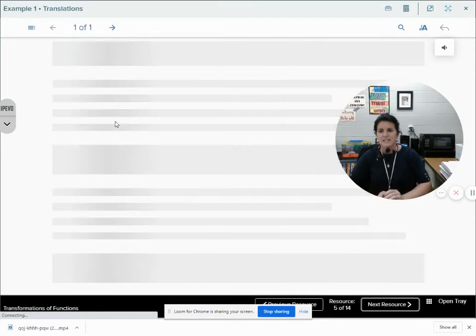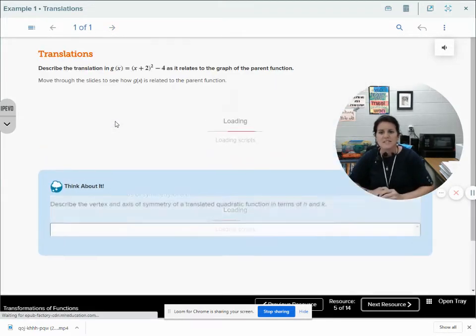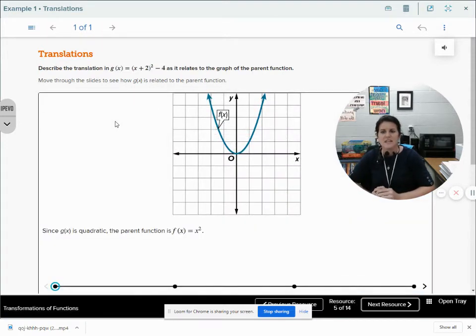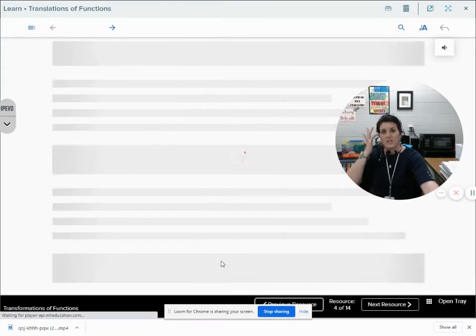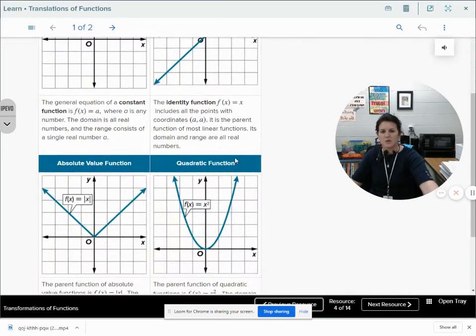Let's begin with example 1. Describe the translation in g of x equals (x plus 2) squared minus 4 as it relates to the graph of the parent function. So I see this little 2 here, and I'm automatically thinking, okay, it's a quadratic function. If I go back and look, the parent function in a quadratic is y equals x squared, or f of x equals x squared. We're talking about functions, so I need to use f of x. F of x is equal to x squared.